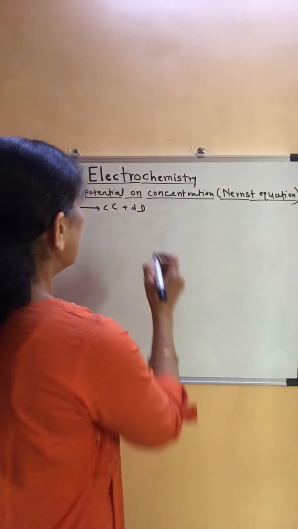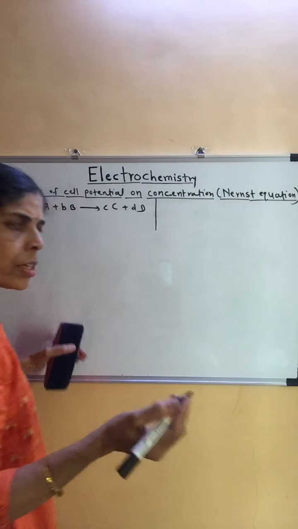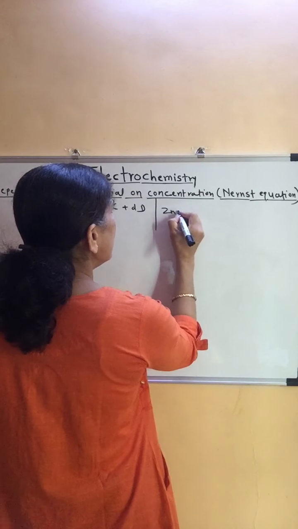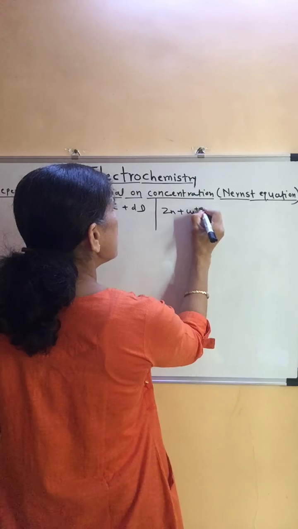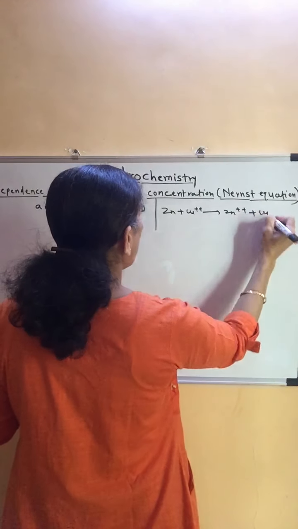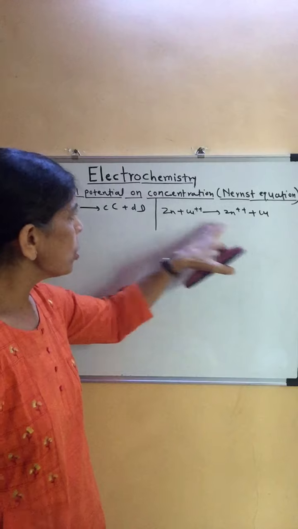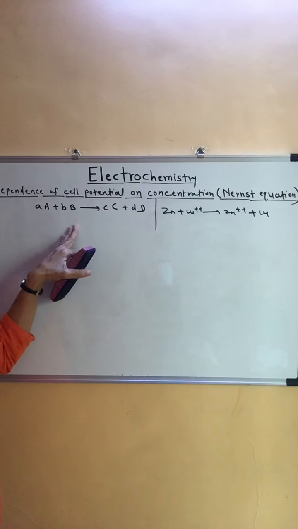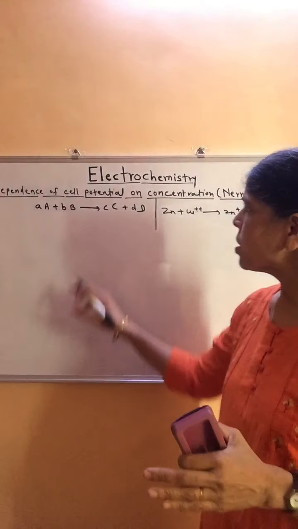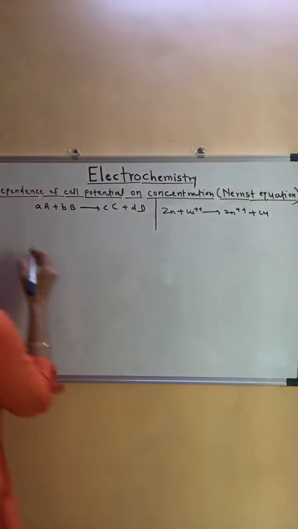For example, we can take the example of Daniel cell. Which reaction is taking place over there? Zn plus Cu2+ giving Zn2+ plus Cu. This was a complete cell reaction. So for such a cell reaction, we have taken here the general cell reaction aA plus bB giving cC plus dD. What is the Nernst equation?